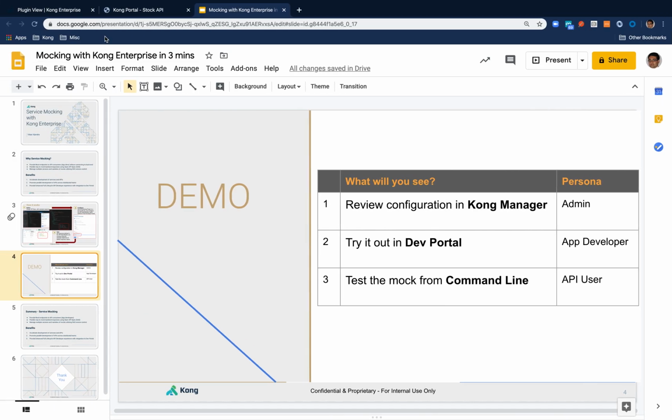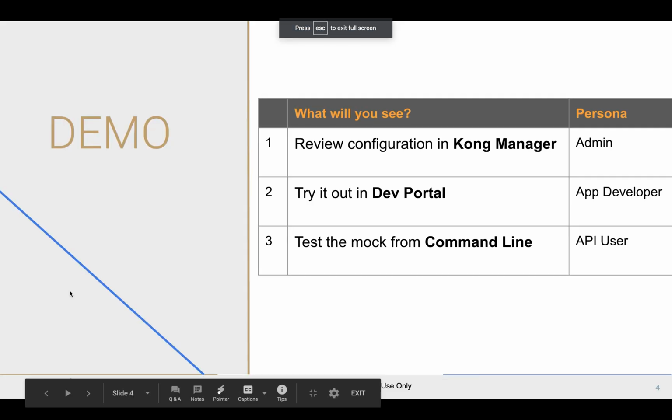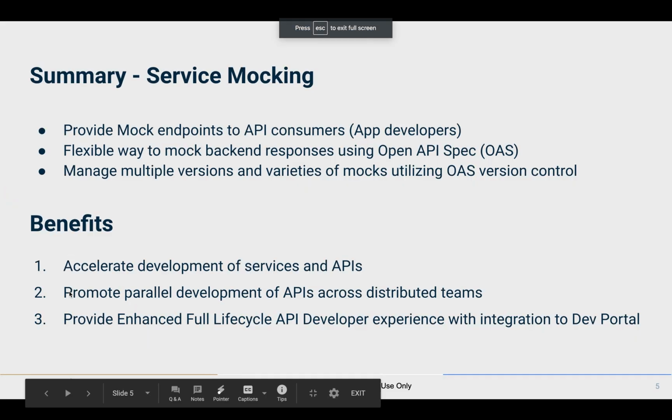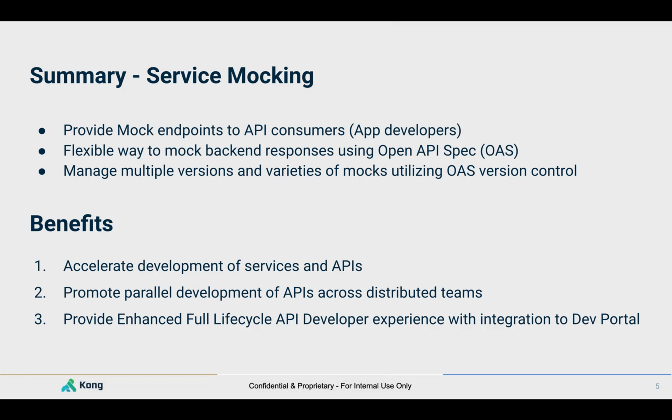So let's now summarize. With service mocking, we are able to easily provide mock endpoints. And this gives us three key benefits: accelerated development, promoting parallel development across teams, and finally, an enhanced full lifecycle API developer experience.